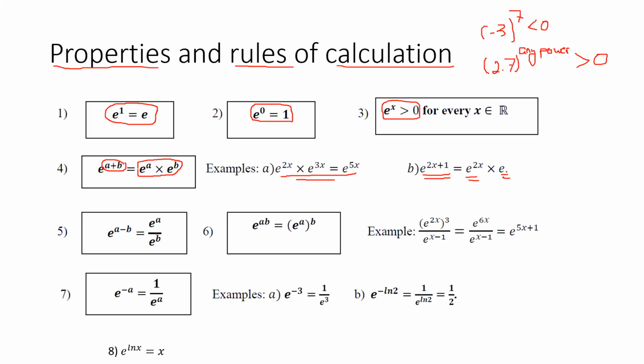Property 5. In the division of the exponential function, division of powers, e to the power a over e to the power b is e to the power a minus b. You subtract the powers. With division, we subtract the powers. Property 6, power to the power, e to the power a to the power b. We multiply the powers, e to the power a times b. Power to the power, you multiply the powers.